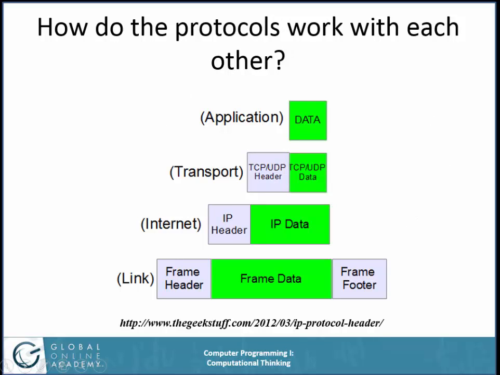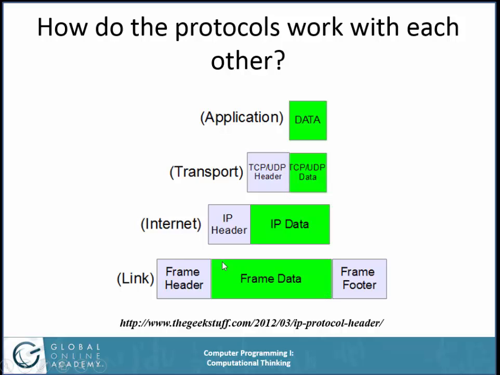Now, here's a diagram that I took from this website, thegeekstuff.com, and it shows that at the link level, Wi-Fi or Ethernet, you'd have a frame header, a frame footer, and some frame data. The frame data is shown in green. So there's some information here about, hey, I've got this many bytes of data and I'm doing this type of parity checking, and maybe here's my checksum or whatever your protocol had. And then it packaged up this data.